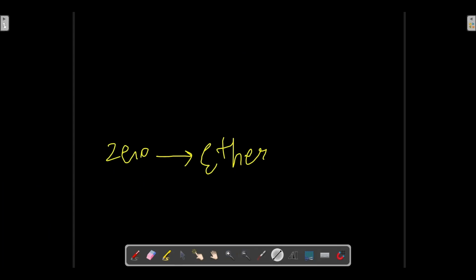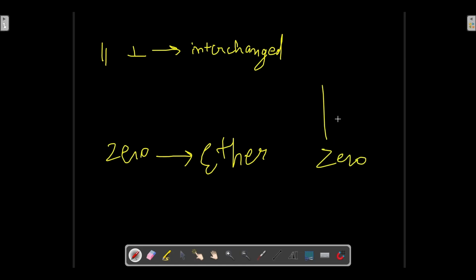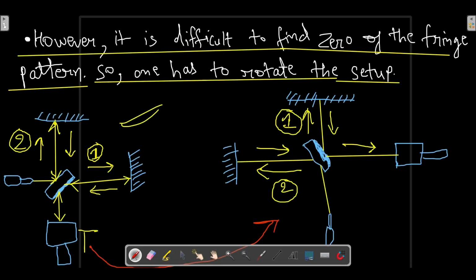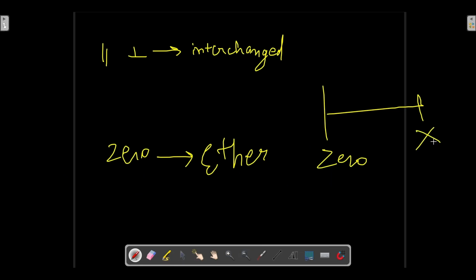What will happen because of this? Arms 1 and 2, that is the parallel and perpendicular arms, will get interchanged because of rotation of the setup. And after they get interchanged, what will happen? Suppose this was the zero of fringe shift. In apparatus 1, the fringe shift was occurring here. This was the zero of fringe shift which we could not determine.